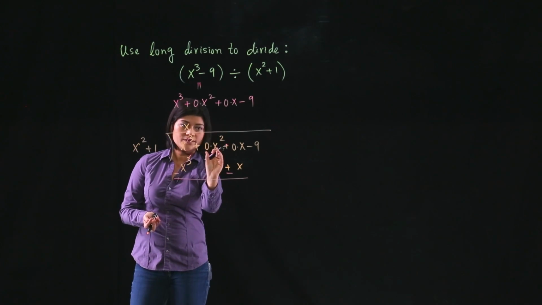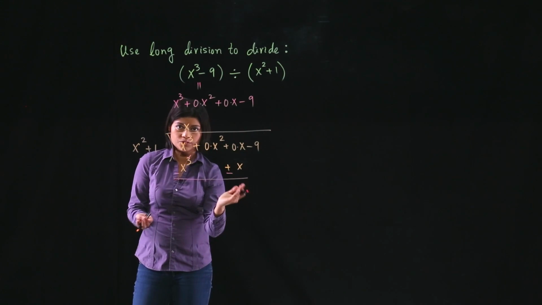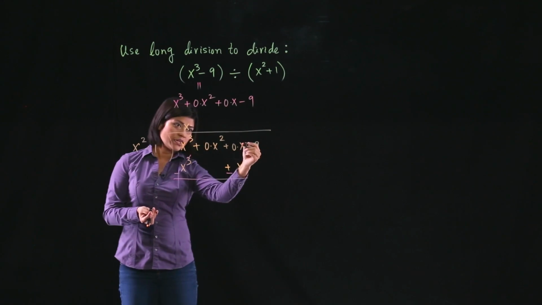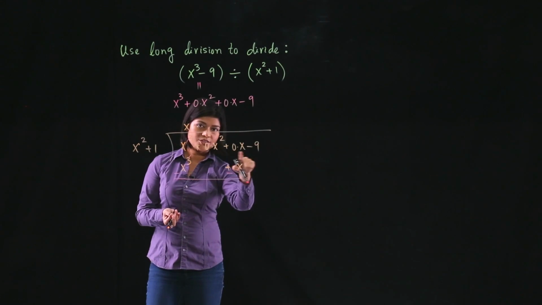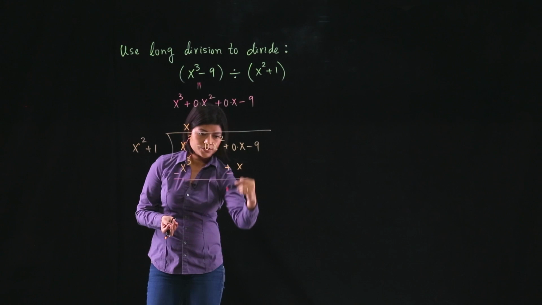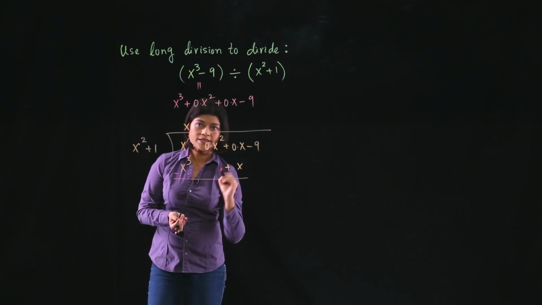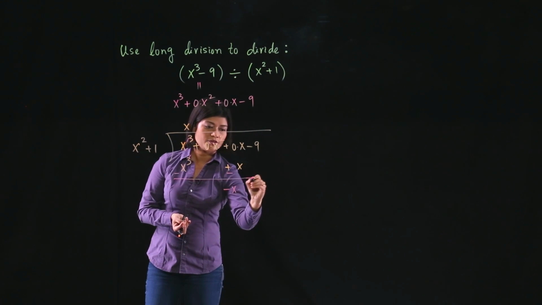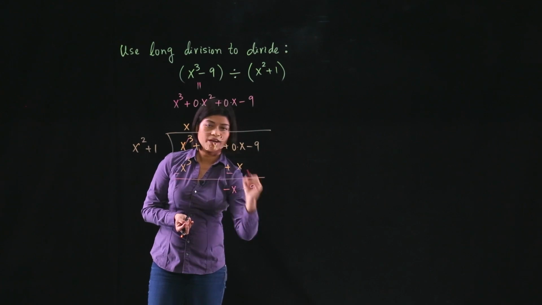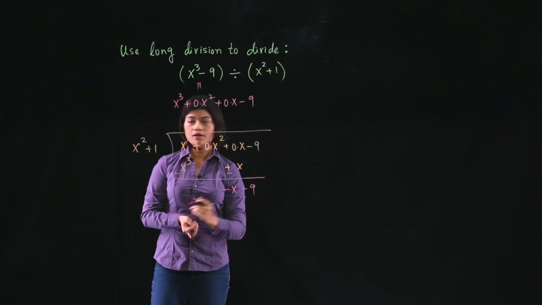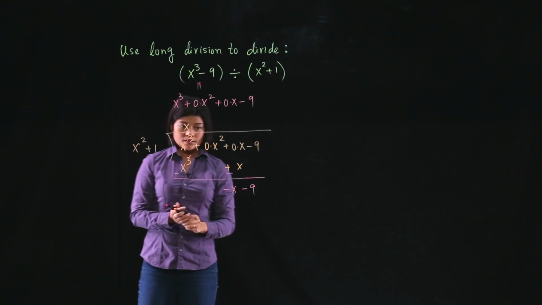Then there is no x squared. 0 times x squared is just 0. Don't need to worry about that. Now look at the x term. This is 0 minus x. So you'll bring down negative x, and also the last term negative 9 will come down. Okay, and we have to continue, right?